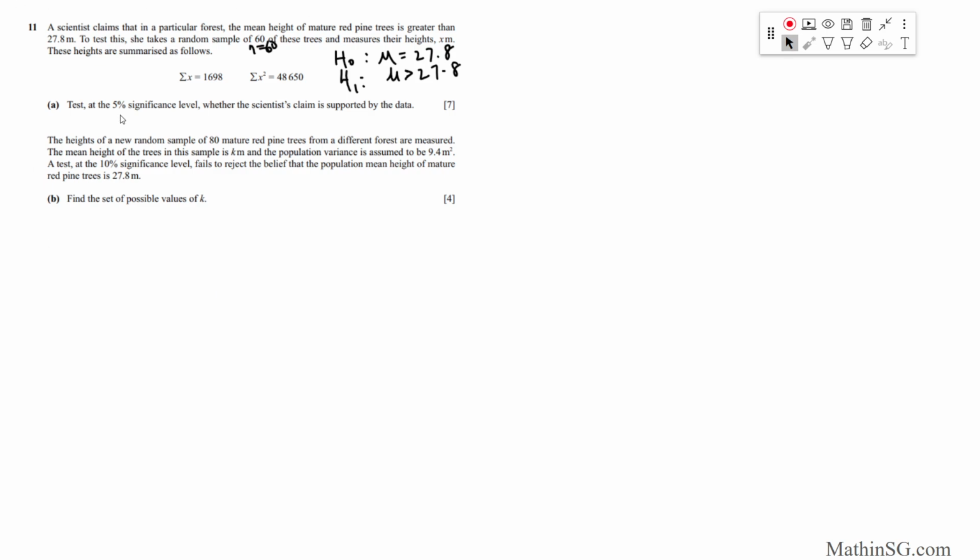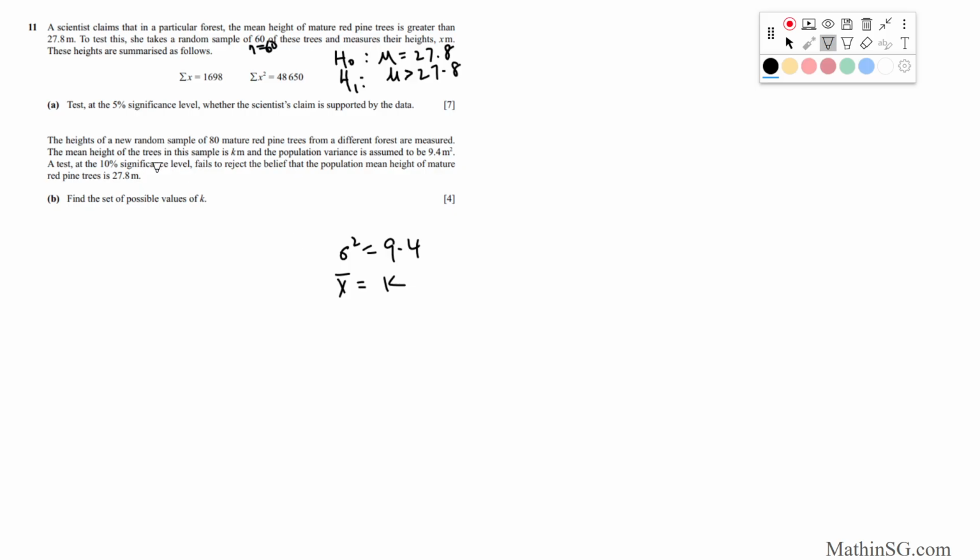Okay. So now that we've done with part A, let's go on to part B. The height of a new random sample of 80 mature red pine trees from a different forest are measured. The mean height of trees in this sample is k meters, and the population variance is assumed to be 9.4 meters squared. So my sigma squared equals 9.4. Then I know that my X bar is k. Test at 10% significance level.